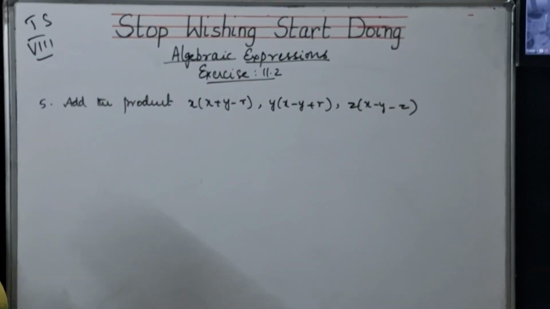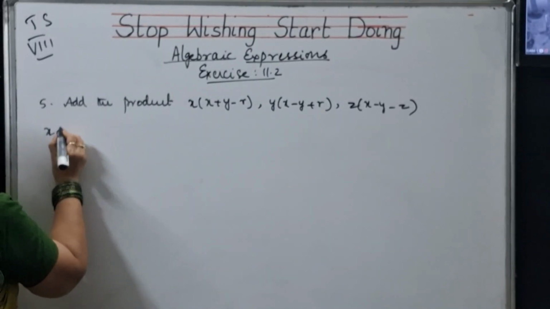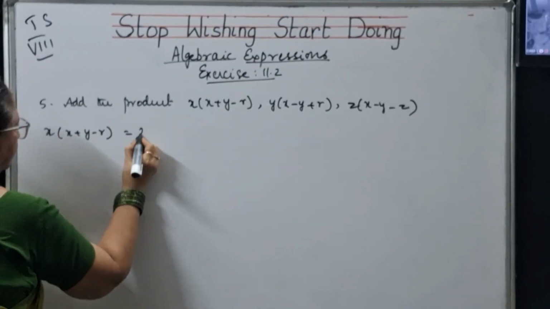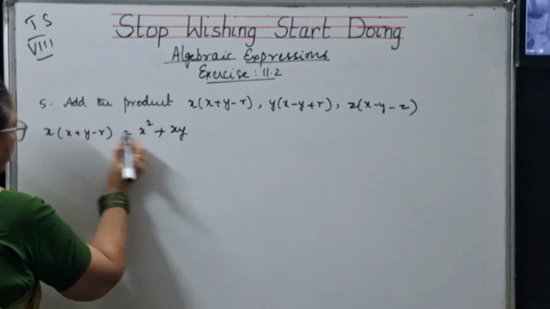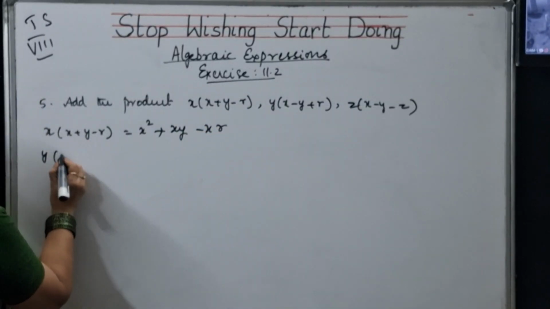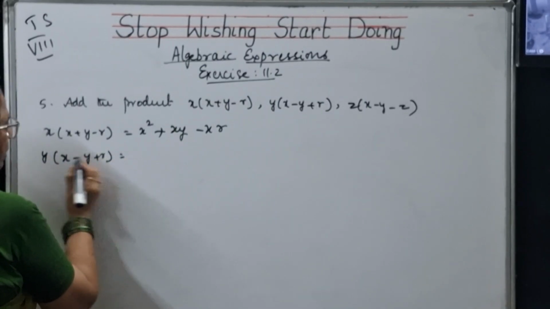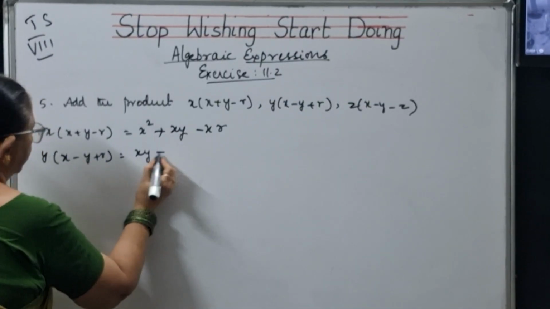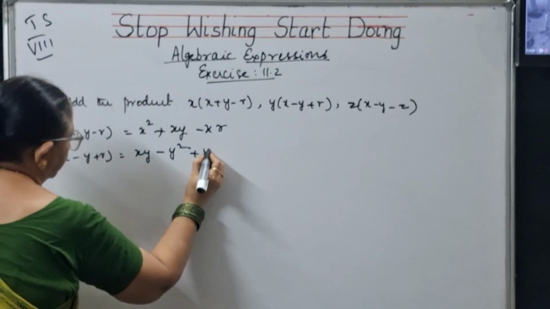Now the next one is also just like the earlier problem, children. Add the product. So first x into x plus y minus r. X into x, x square, plus x into y, xy, minus x into r, xr. Next, y into x minus y plus r. Y into x, yx, that means xy, plus into minus minus, y into y, y square, plus into plus plus yr.